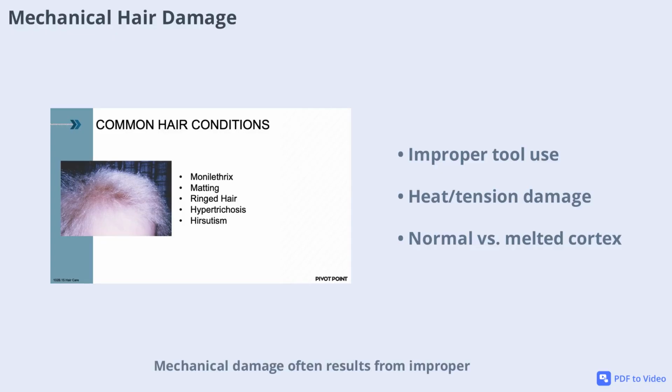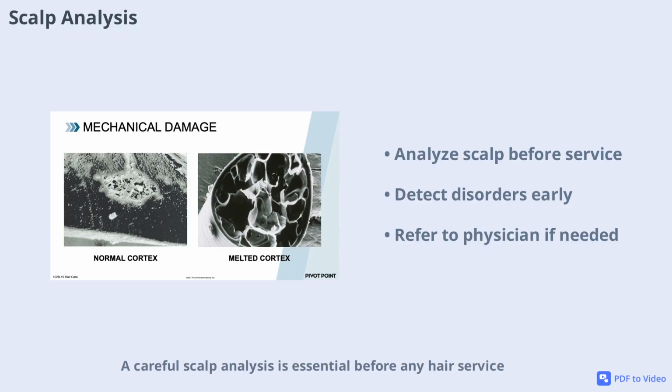Mechanical damage often results from improper use of cutting and styling tools. For example, excessive heat or tension can melt or break the hair cortex, leading to weakened strands and increased breakage. Understanding the structure of normal versus damaged hair helps you educate clients on the importance of proper tool use and gentle handling. A careful scalp analysis is essential before any hair service.